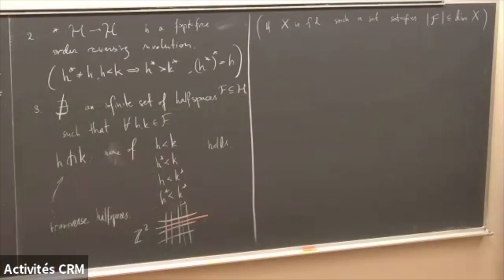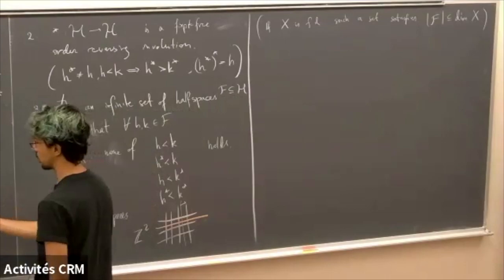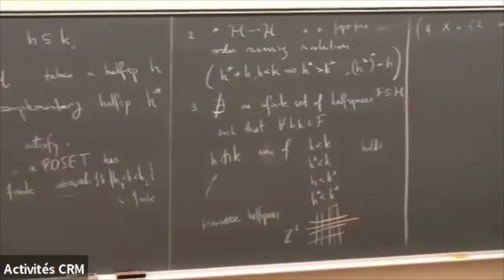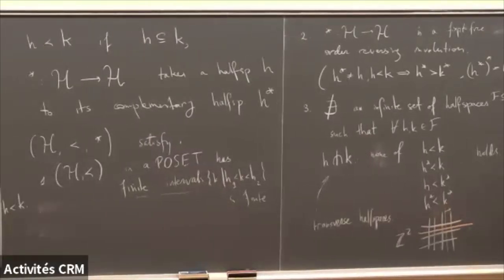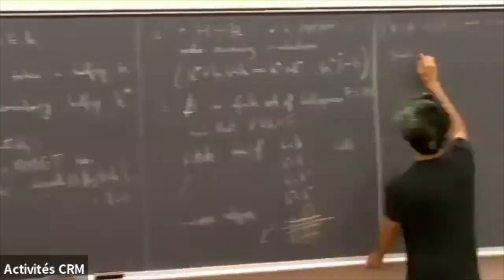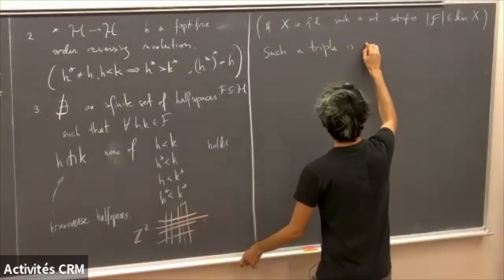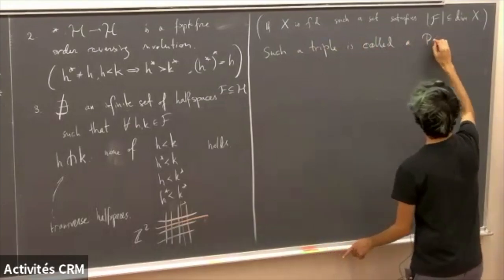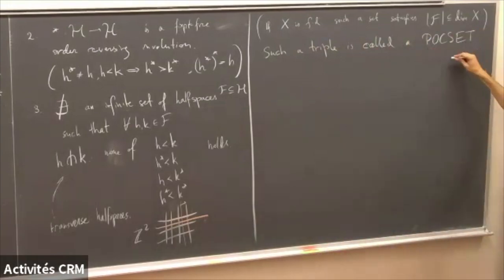So a triple satisfying those things for me will be called a POC set. In fact, it's a POC set with finite width. I mean, all the properties that I added here are not always assumed. So finite dimensional and this finite width. Such a triple is called a POC set. Okay, so it's a POC set with complementation.